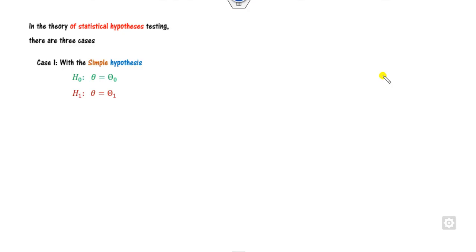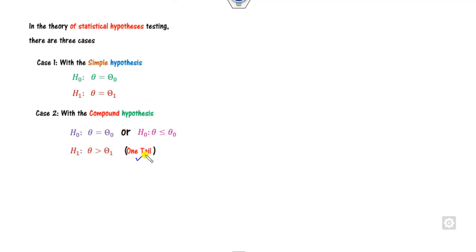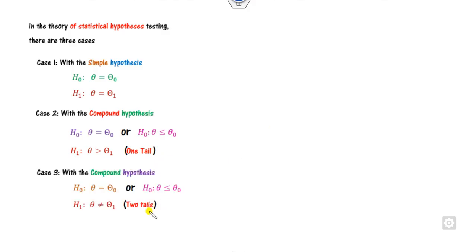So whenever we are talking about the testing of the hypothesis, we always consider three cases. One of them is when your hypotheses are simple. What is the meaning of simple? It is when your H0 and H1 are in the form of equality. This is case 1. The second case is when it is of one tail, that is, whenever H1 is either greater than or less than theta naught. Accordingly, in this case H0 will be the greater than of theta naught. This is the second case. The third case is when it will be of two tails.